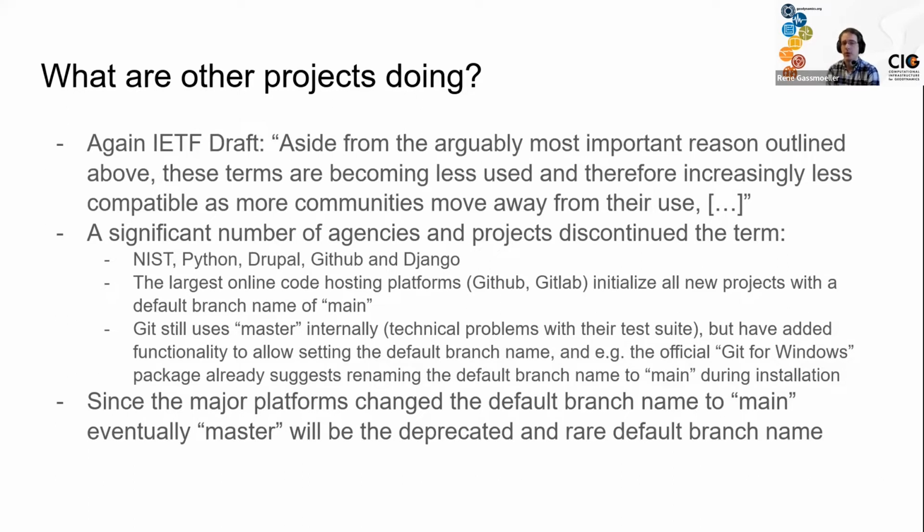And the largest online code hosting platforms like GitHub and GitLab already initialize all new software projects with a different default branch name, which is main. The Git project itself still uses master as the default if you install a Git version, but this is not because they don't want to change it. They have some technical issues with their test suite of a few 100,000 tests that use the name everywhere, and it's hard to change automatically. However, Git has functionality that allows you to change that locally on your computer. So you could change Git so that every new repository automatically gets a new default branch name. And for example, if you install Git on Windows using the Git for Windows package, you already get a suggestion during the installation to change the name to main.